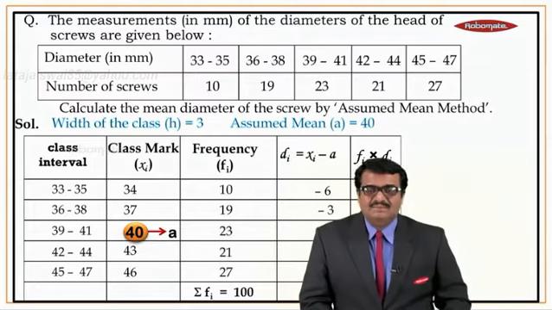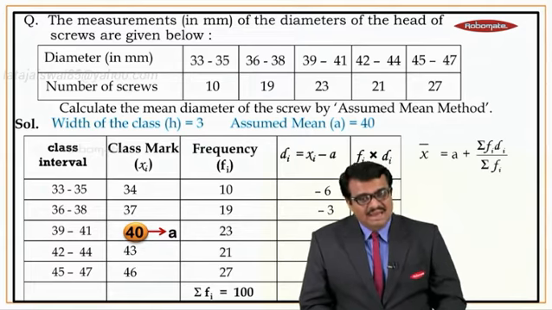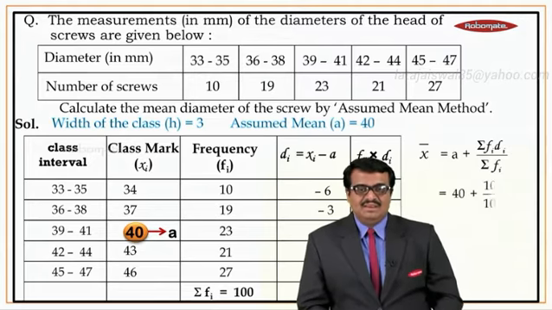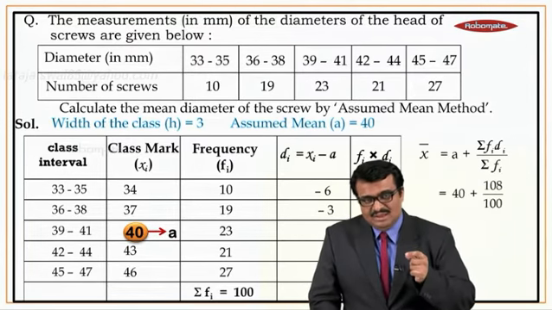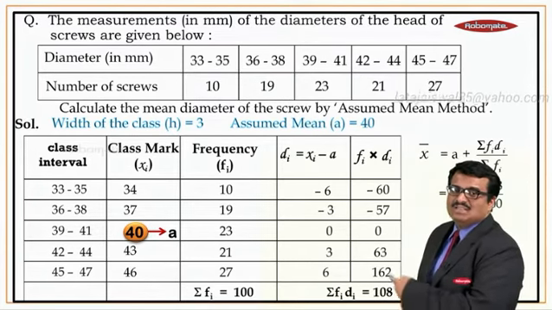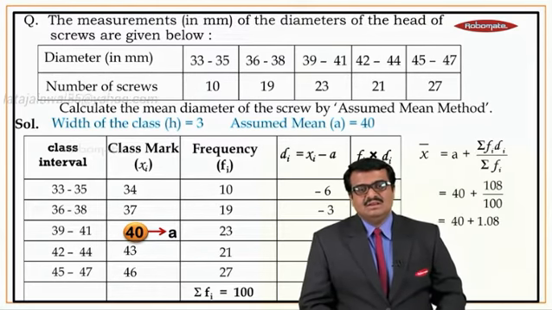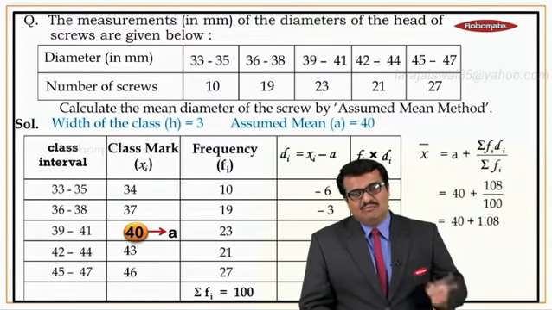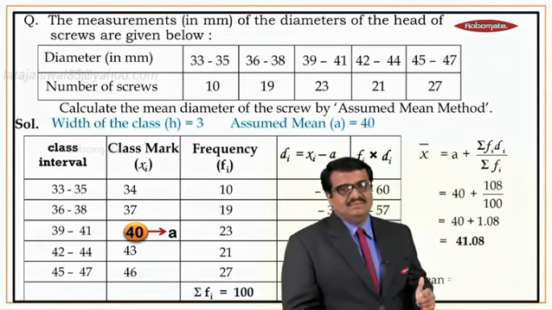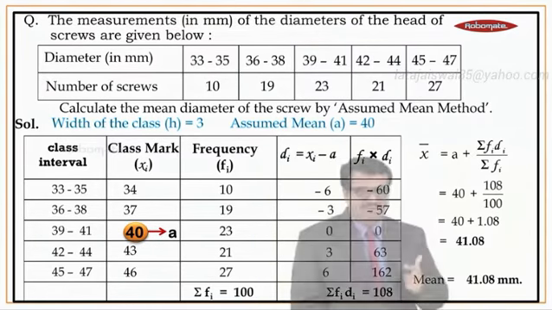The table is completed. Now let us calculate the mean using our assumed mean method formula. Mean x bar is nothing but a plus sum of fi di upon sum of fi. A value is 40 plus sum of fi di. How much did we get it as? 108 upon sum of fi. Fi is how much? 100. So it will be 108 upon 100. 108 upon 100 is 1.08. 40 plus 1.08 gives you 41.08. And then we will write the final answer. Mean is 41.08. Units will be the units of the classes, that is mm.